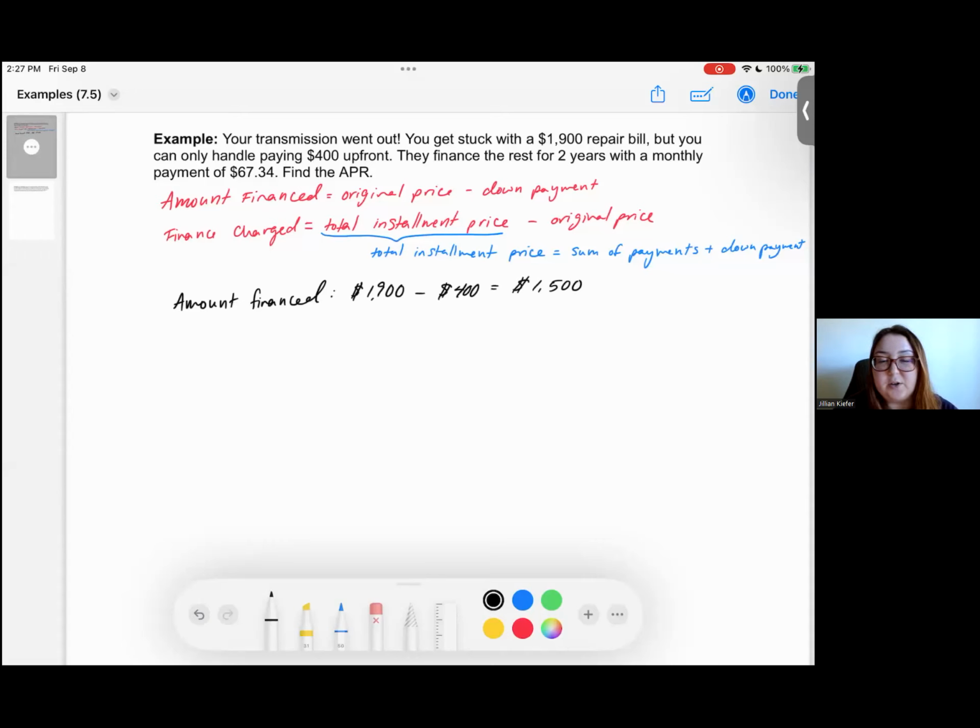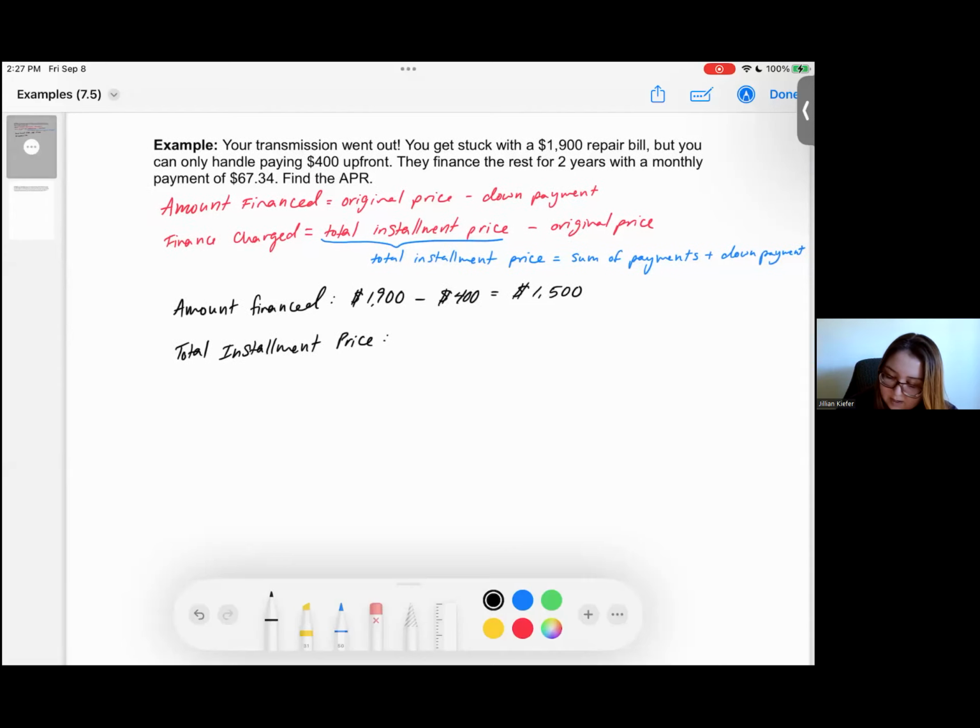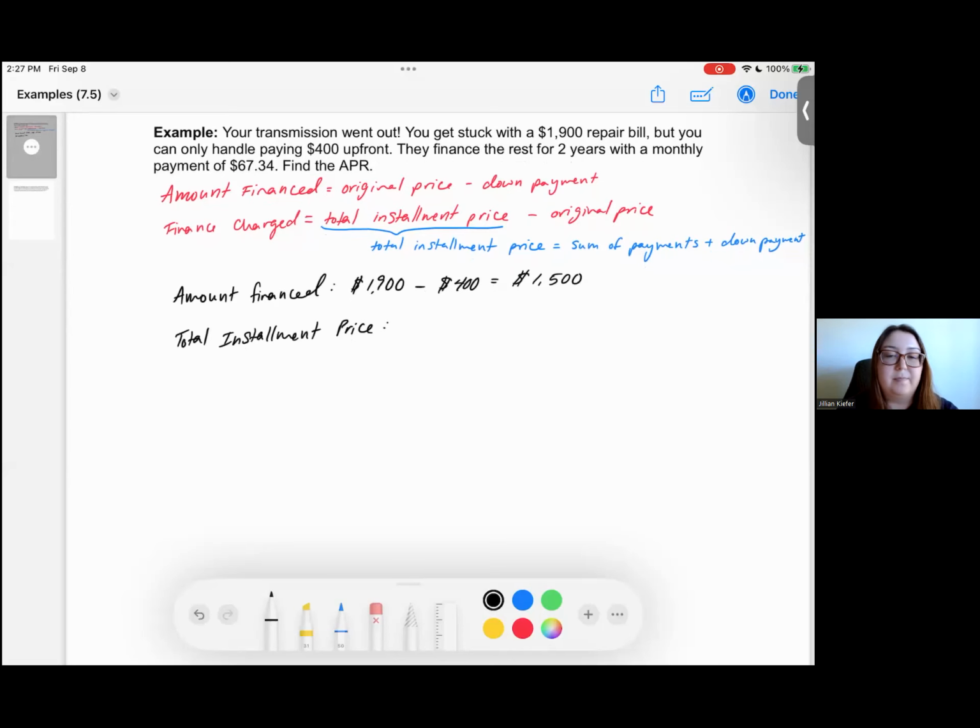So now we can find the finance charge. But we realize our finance charge is the total installment price minus the original price. We don't know the total installment price. The total installment price is the sum of the payments plus the down payment. So what we can do is find the total installment price, and that'll let us find the finance charge. So we'll find the total installment price, which is the sum of the payments plus the down payment.